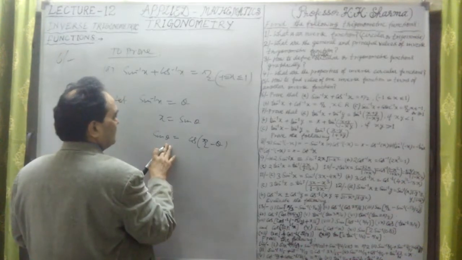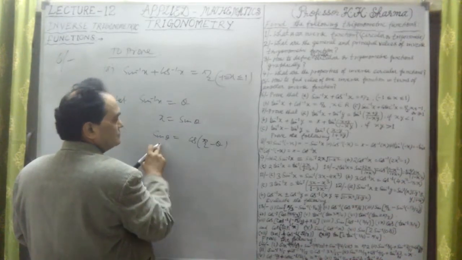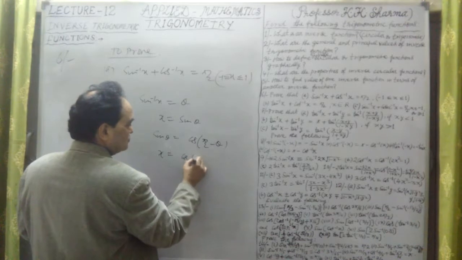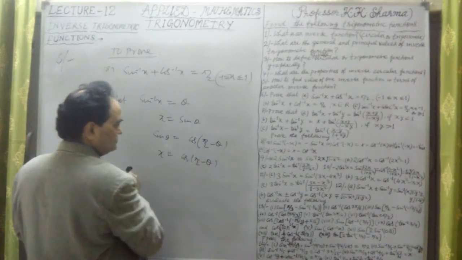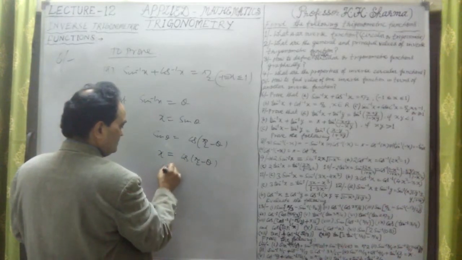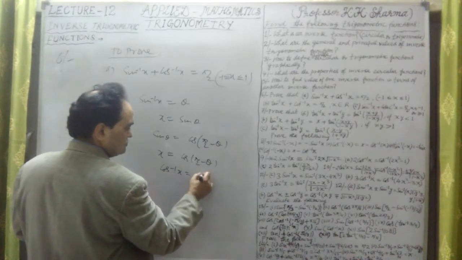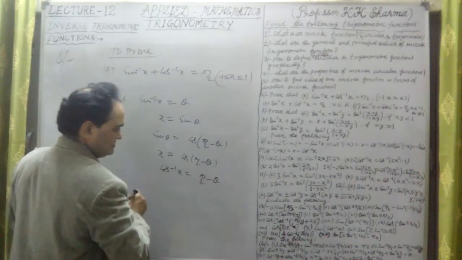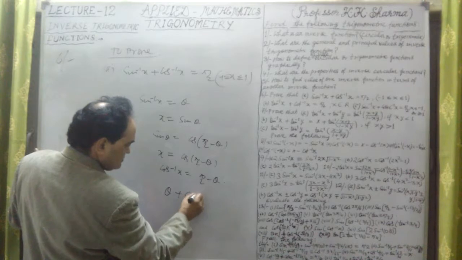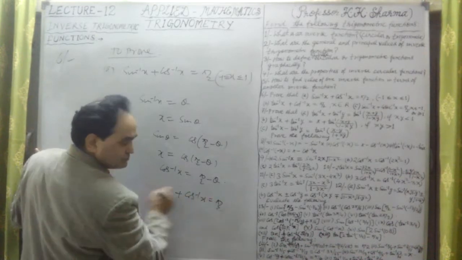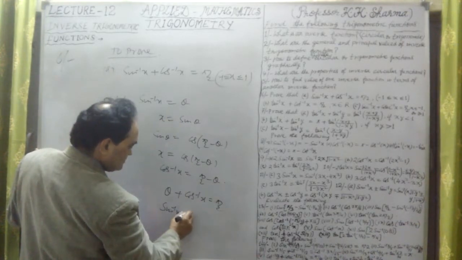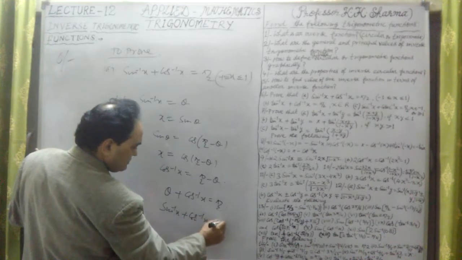But here sin theta is x, so x equal to cos of pi by 2 minus theta. Or this is cos inverse x here. So cos inverse x equal to pi by 2 minus theta. We can take this minus theta to this side. This is theta plus cos inverse x equal to pi by 2. Theta is sin inverse x, so sin inverse x plus cos inverse x equal to pi by 2.